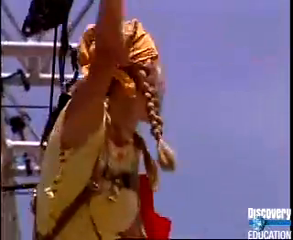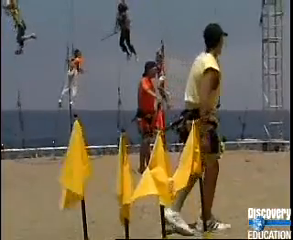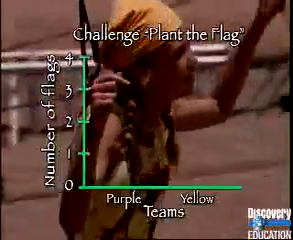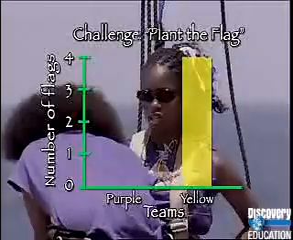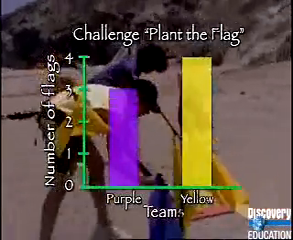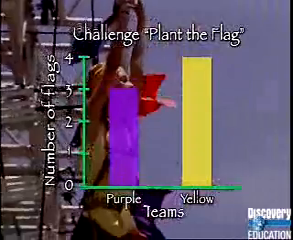That's it. Game over. Now we can display the data from this final competition in different ways, using graphs. We're tracking time and the number of flags planted. We'll use a bar graph to look at results just for the winning team, yellow, and the runner-up, purple. The purple bar shows their 3 flags, and the yellow bar shows their 4 flags.